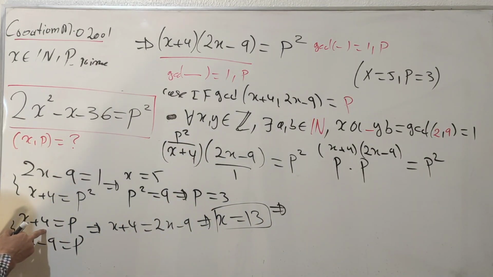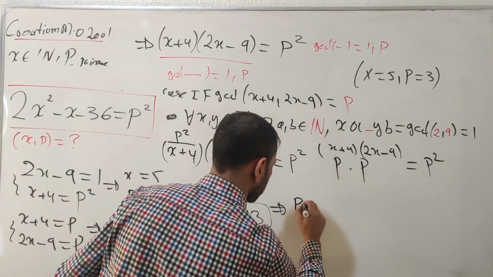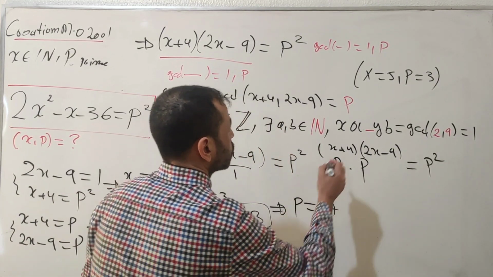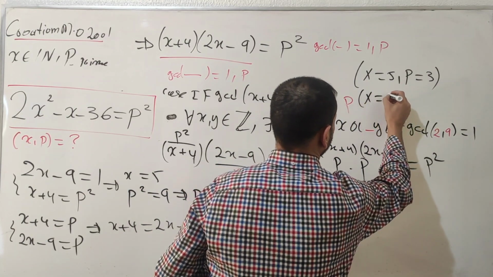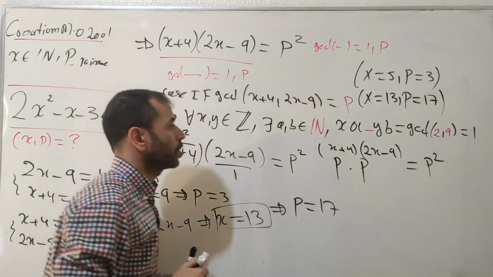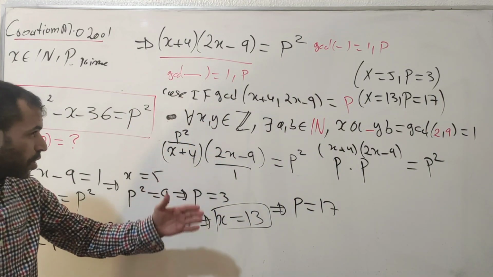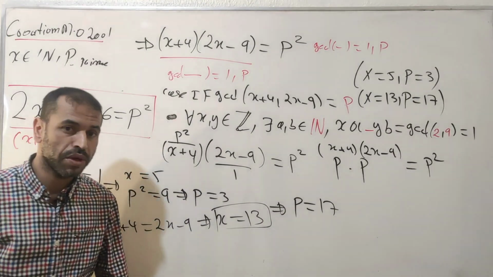Okay, I will have x plus 4, which is 17. I will end up with p equals 17. So which means I have the second solution, x equals 13 corresponds with p equals 17. Okay, this is the first method that I have chosen, using the GCD. Now let's get rid of this stuff and move on to the second method.